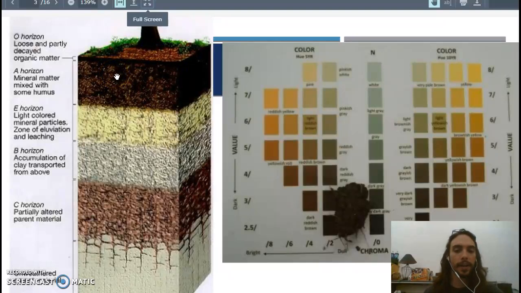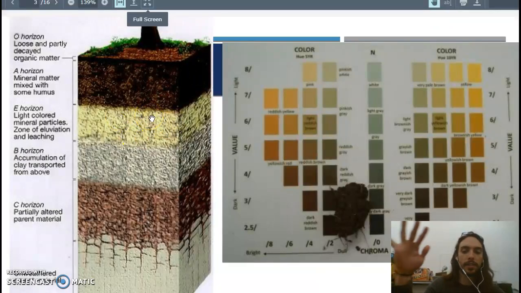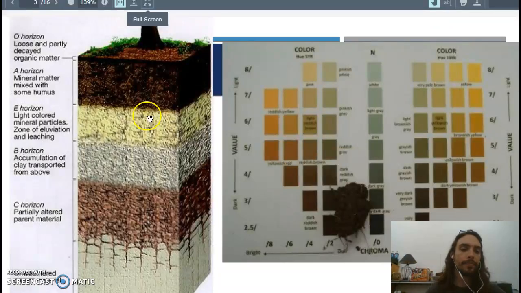That's where things are living, microbes are doing their thing, they're decomposing stuff, they're adding carbon to the soil, doing all sorts of good stuff. Then we've got the E horizon. This is where you get some leaching going on, so the carbon is settling down and going down, and water is going down.